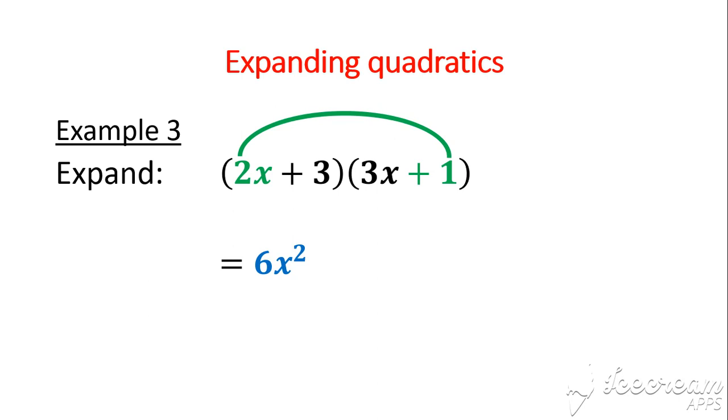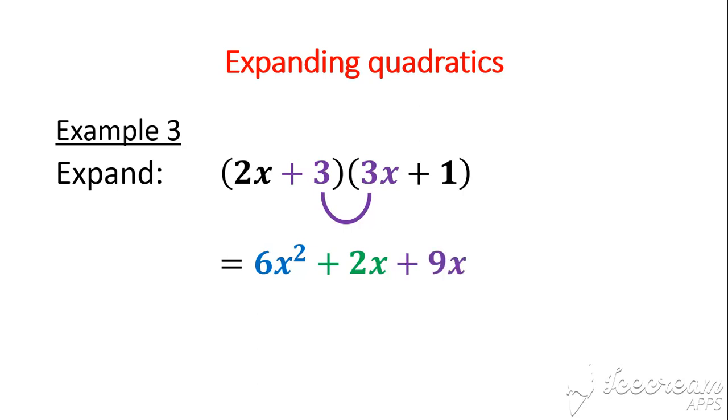Right, 2x times this positive 1. 2x times 1. Anything times 1 is itself. So 2x times 1 is just plus 2x. Right, 3 times 3x, positive 3 times 3x, makes positive 9x. 3 times 3 is 9 with the x. And finally, 3 times 1, a positive and a positive make positive. So 3 times 1 is just 3.